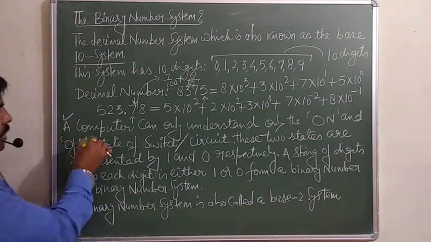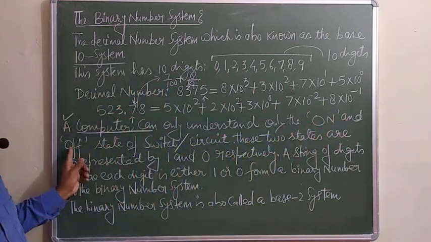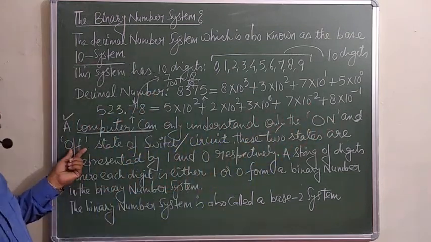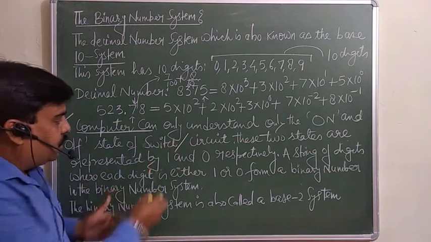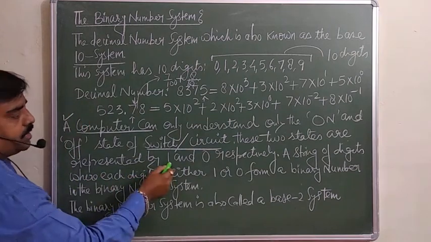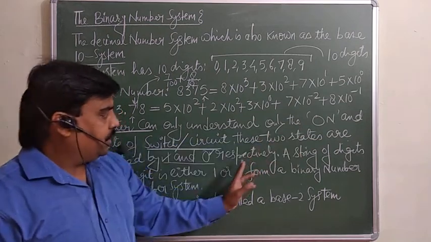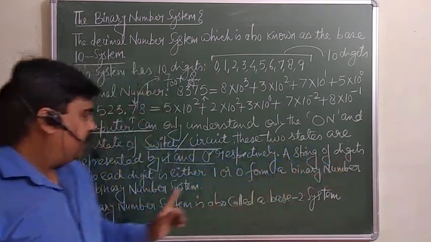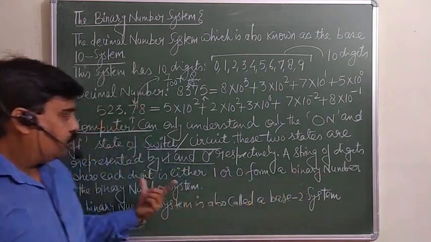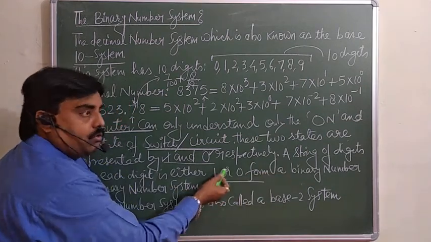But a computer can only understand the on and off state of switch circuits. For this switch circuit, for on and off, we use two states, which are represented by 1 and 0. 1 we use for on, and 0 we will use for off, respectively. A string of digits where each digit is either 1 or 0 forms a binary number. So a binary number will have either 1 or 0 only.